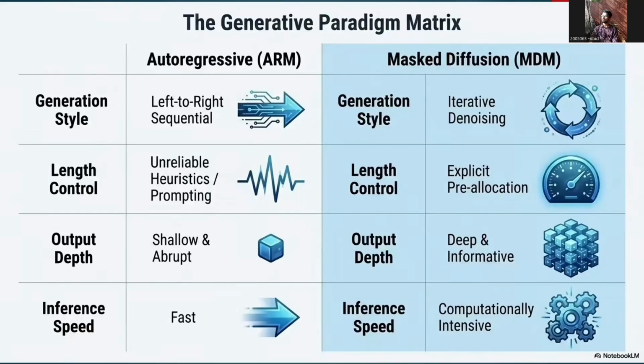Here is a matrix that perfectly contrasts the old paradigm with the new one. Autoregressive models generate text sequentially from left to right using unreliable heuristics for length control, which leads to those shallow outputs. They are fast but limited. On the other hand, the new diffusion approach works through iterative denoising. Instead of guessing left to right, it explicitly pre-allocates space for longer answers. This makes the output deep and informative. It has some trade-off: it is slower than the earlier one, but it is of higher quality.